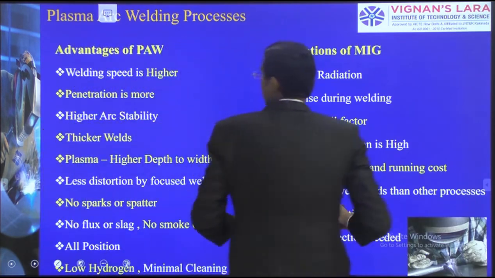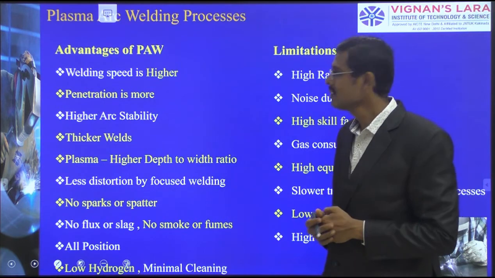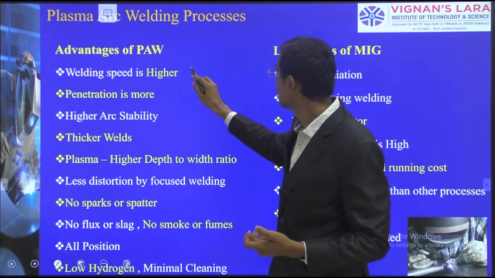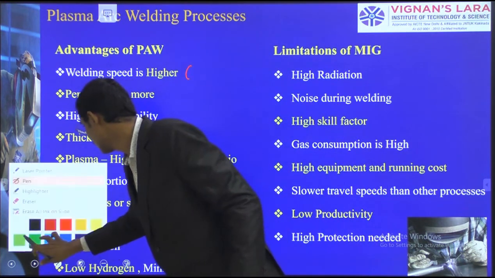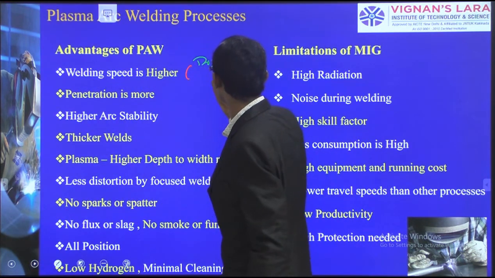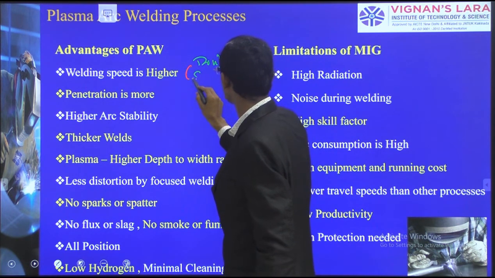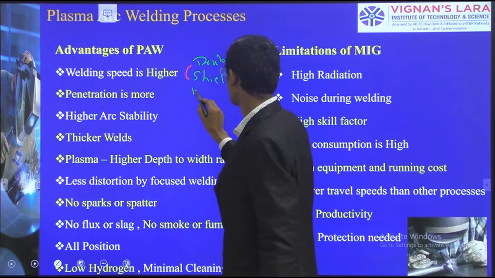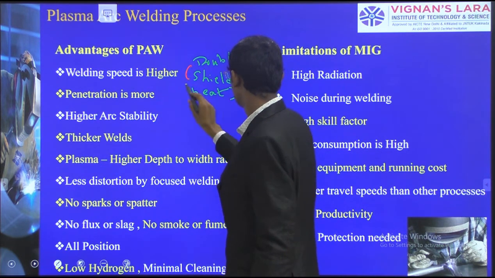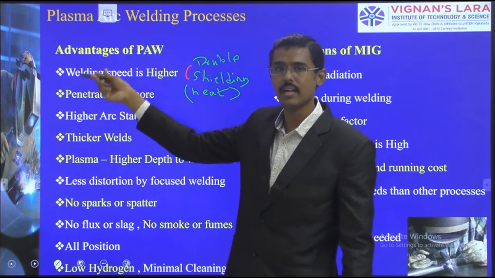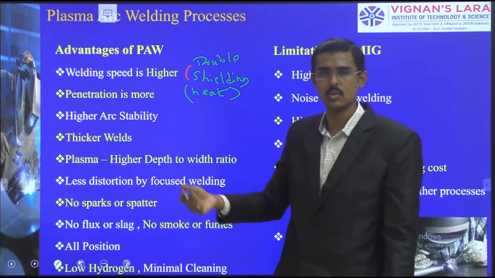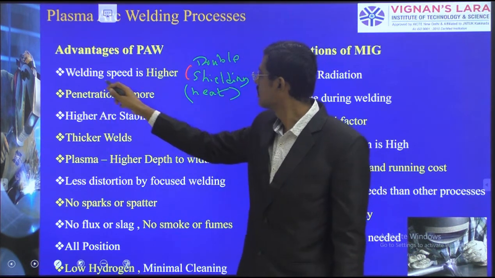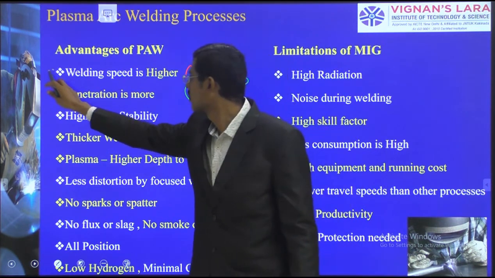So finally, the advantages of plasma arc welding: welding speeds are higher. Yes, we are giving double protection, double shielding, heat protected. Therefore welding heat, high melting, high deposition. Quickly you can move to the next location. Welding speed is higher. High penetration, same. These are interrelated.